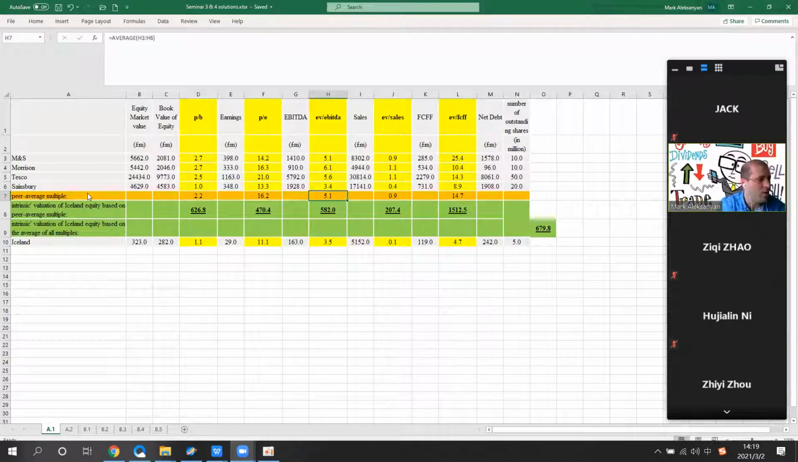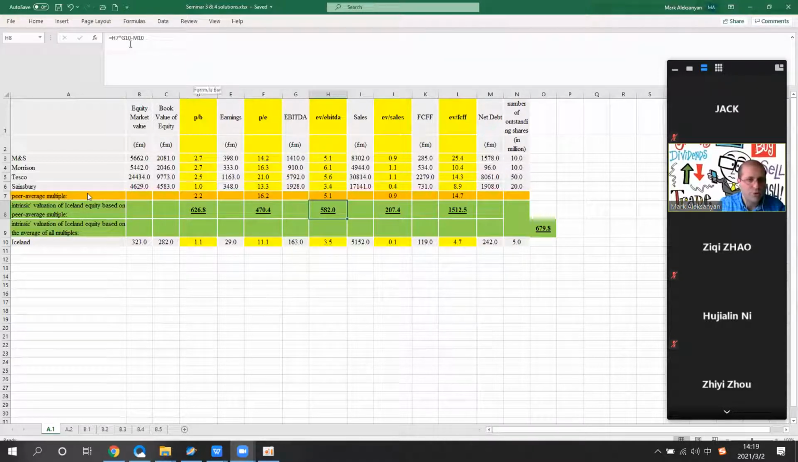The next step would be to do what? The next step would be to apply the peer average EV to EBITDA to our company's, Iceland's, EBITDA. Here is what we have done. So we multiply the peer average EV to EBITDA, 5.1, which is H7 in terms of the Excel cell, by Iceland's EBITDA, which is 163 million pounds, sitting in Excel cell G10.